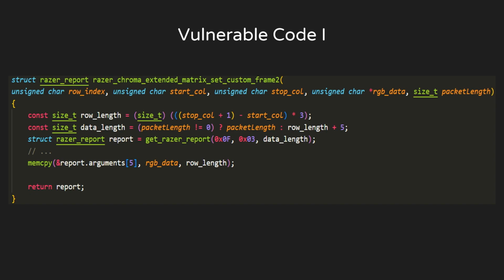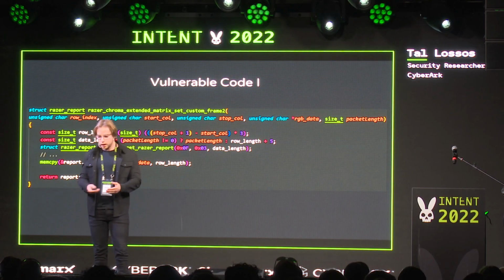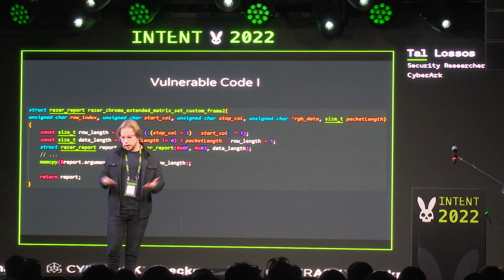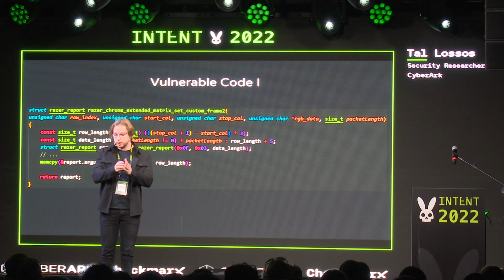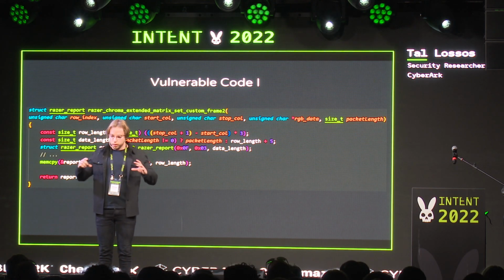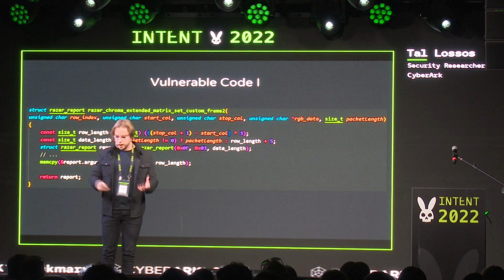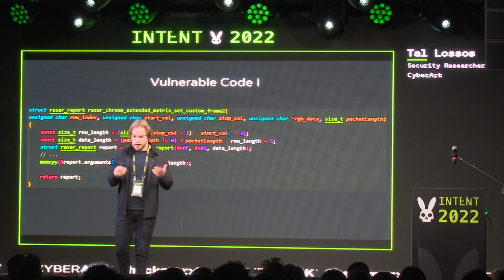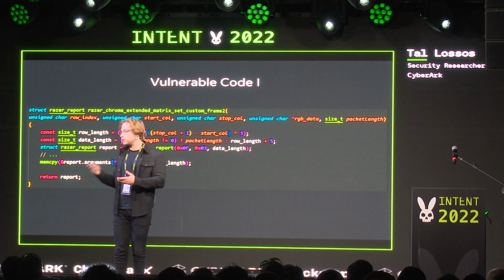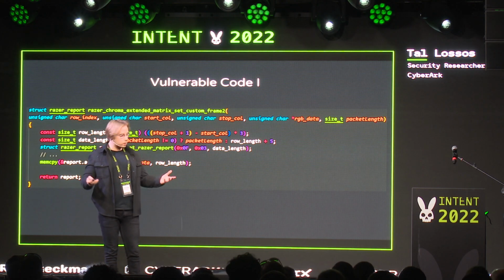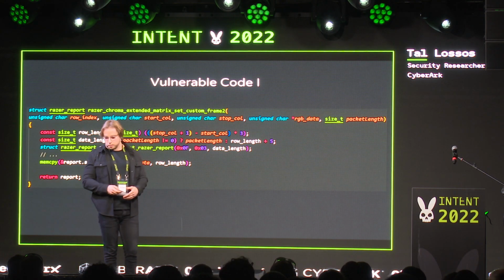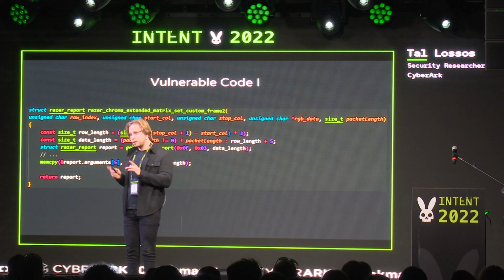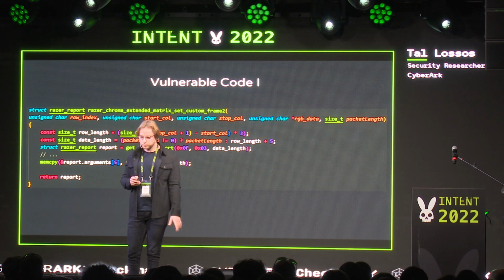It gets 4 important parameters: the row index, which corresponds to the row on the keyboard where we want to light the RGB colors; the start column and stop column, which, as you can guess, are the start and stop columns on our row where we want to light up the RGB colors; and lastly, the RGB data, which is just the hexadecimal values of the RGB color that we want to light up our lovely keyboard with. And I have to mention that these 4 parameters are fully user controlled.